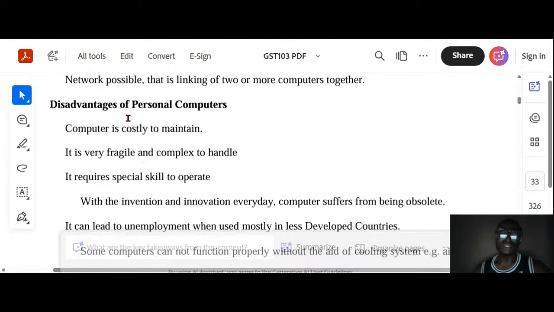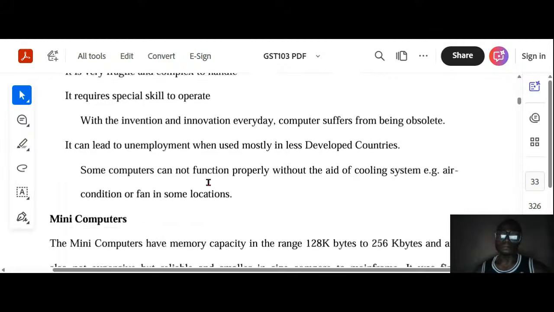Now, disadvantages of personal computers. Computer is costly to maintain. It is fatiguing and complex to handle. It requires special skill to operate.